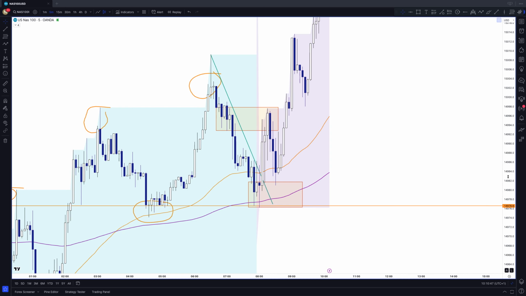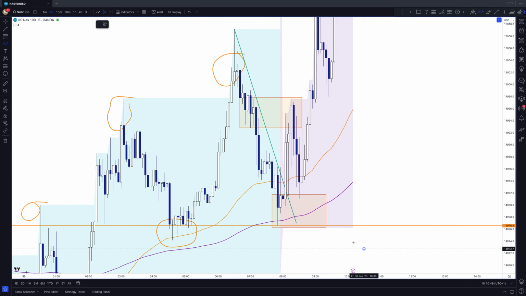Look closely. We have an inverted head and shoulder pattern also right here. It's a left shoulder, head, right shoulder. I drew this up quickly for you. We have a left shoulder, we have the head, and we have a right shoulder.